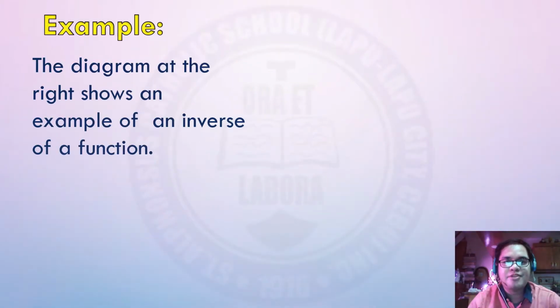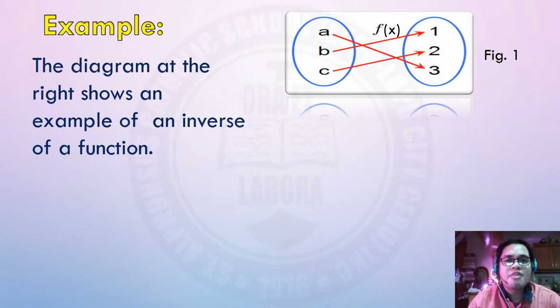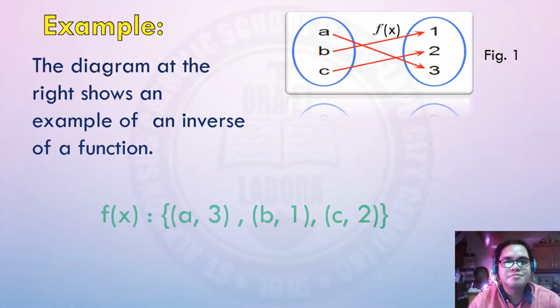For example, in these illustrations, particularly in figure 1, the first set consists of a, b, and c, and the second set consists of 1, 2, and 3. This is a function because no two ordered pairs have the same abscissa, and the mapping is considered one-to-one correspondence. Therefore, the coordinates of this function are a and 3, b and 1, c and 2.